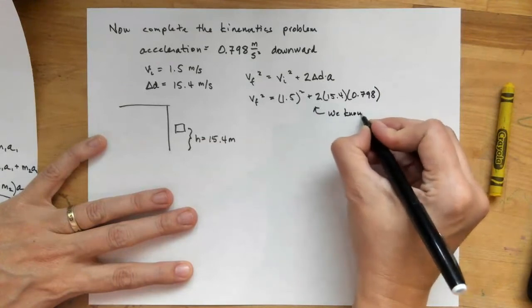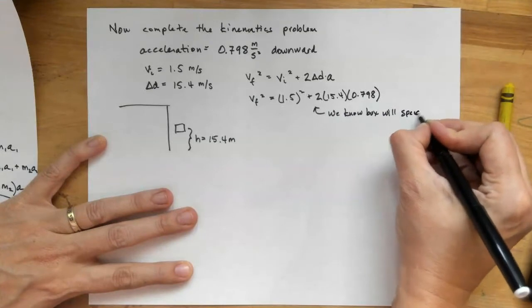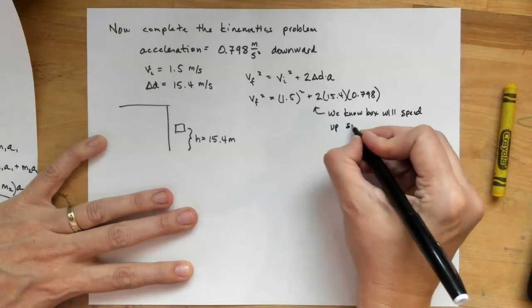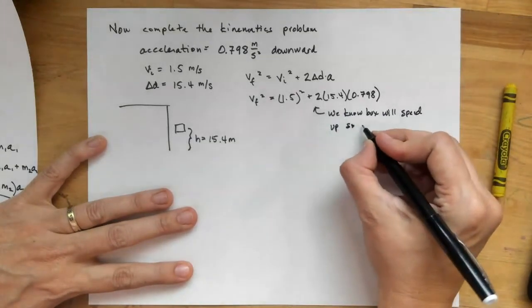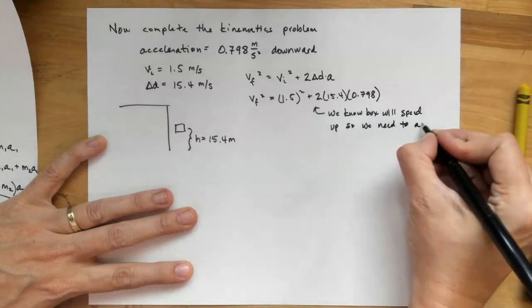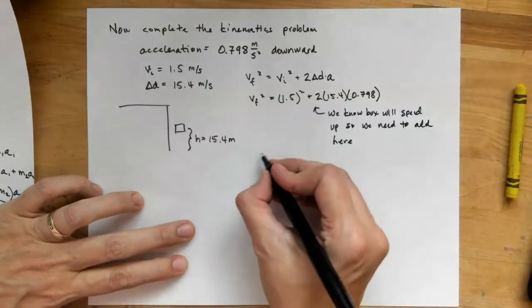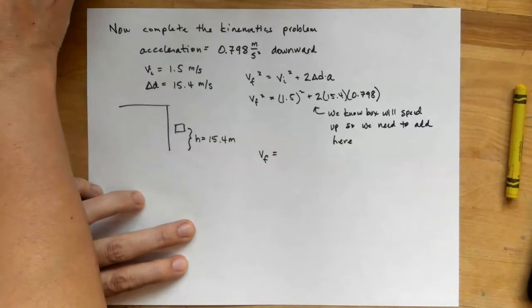If the box is experiencing an acceleration in the same direction as its motion, it's going to speed up. 5.2 meters per second is certainly more than the initial velocity of 1.5 meters per second. So that makes sense. It's useful to look at your answers and make sure they're making physical sense.